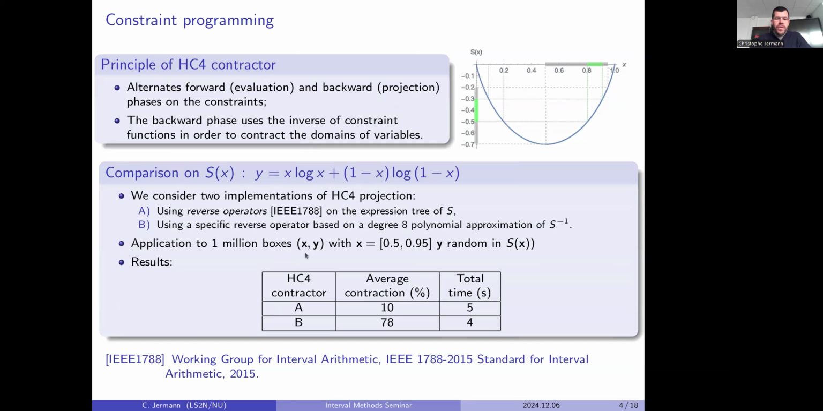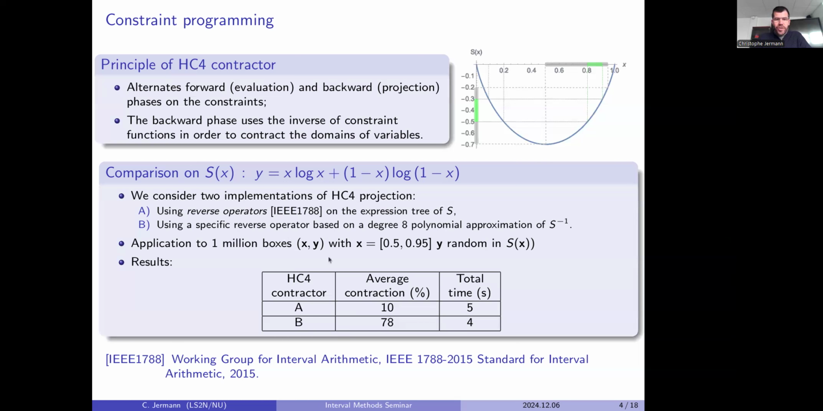Because of that, we were considering the possibility of using a specific operator for this function instead of just its arithmetic expression. If we use the contracting operation just using the expression itself, then it will involve the reverse operators, which are well defined in the IEEE standards, on the expression tree of this function. Whereas if we use a specific operator, then we can use a polynomial approximation of the inverse of this function to perform the projection operation.